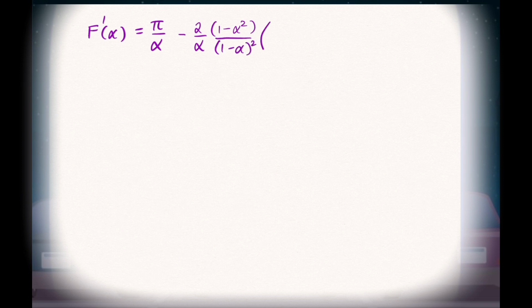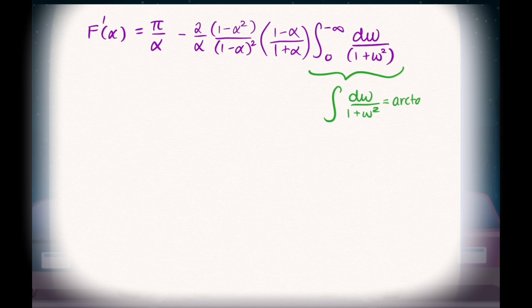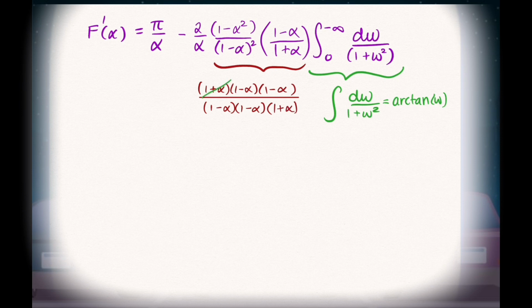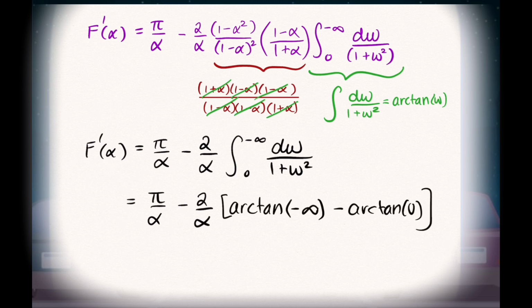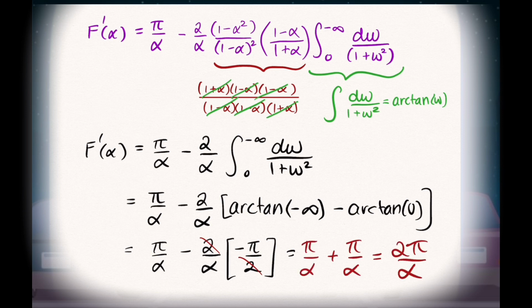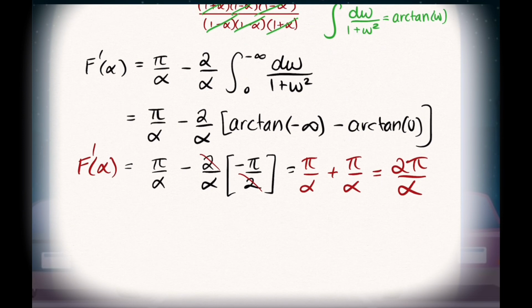You can check that in the limit. So we get all of these constants of alpha pulled out. We have the integral from 0 to negative infinity of dw over 1 plus w squared, and that integral is the famous arctangent integral. Now, just factoring out some of those alphas, you'll see where all this starts to cancel here. Boom, it all equals 1. So f prime of alpha is equal to pi over alpha minus 2 over alpha, the integral from 0 to negative infinity, which evaluates to arctan, and using the fundamental theorem of calculus, that's going to evaluate to negative pi over 2. And so the 2s will cancel. We can combine like terms, and we get 2 pi over alpha is equal to f prime of alpha.